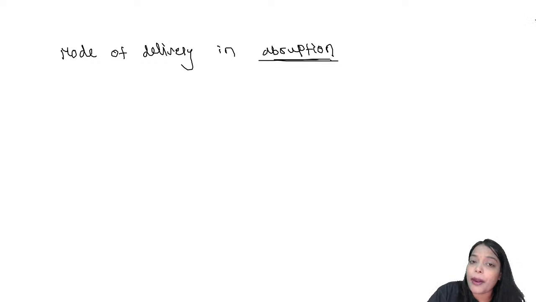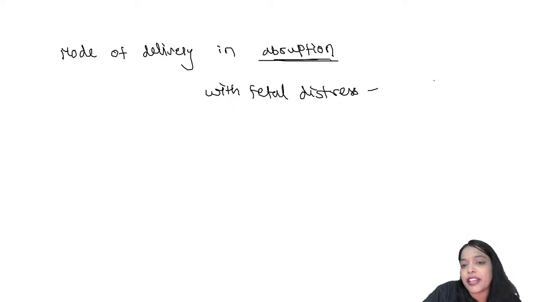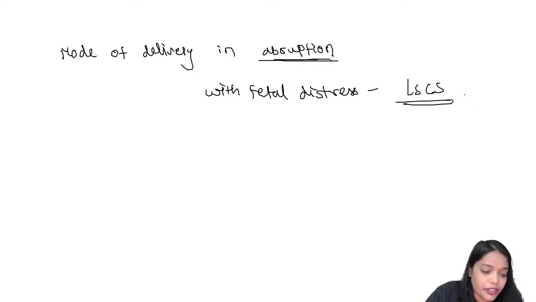If you have abruption with fetal distress, only then do you go for cesarean section. Again, it is lower segment cesarean section only which is preferred. Okay, very good Rohan. Only if there is fetal distress will you do cesarean section. In no other condition in abruption will you go for cesarean section.